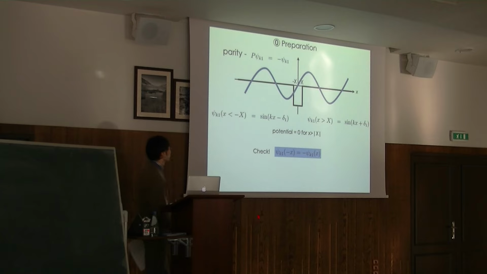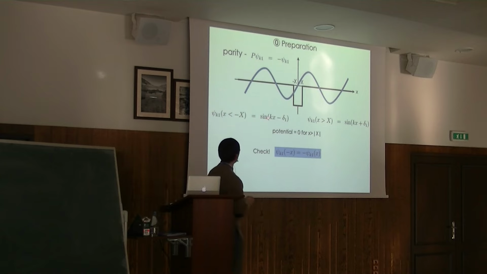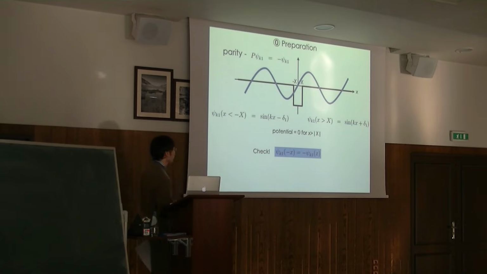And for the parity minus case, instead of cosine, we introduce the sine function. The asymptotic behavior is given by sin(kx + delta_1), with 1 being parity minus, in some sense odd parity. And the left region is given by sin(kx - delta_1). And probably by just looking at those equations, you can find indeed psi_k1(-x) is equal to minus psi_k1(x).